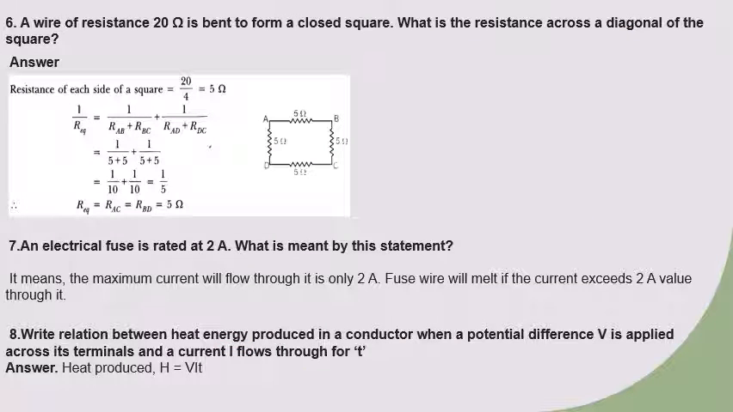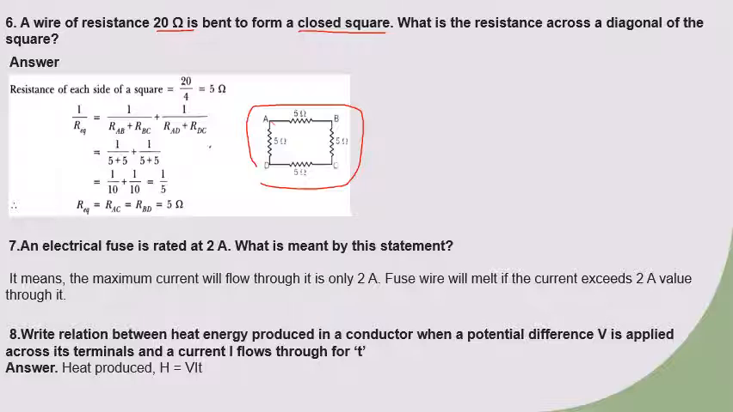Let's come to the next question. A wire of resistance 20 ohm is bent to form a closed square. So we have bent a wire into a closed square which has a 20 ohm resistance. What is the resistance across a diagonal of the square? So here you can see in the picture, the wire is arranged in a square, right? We have to find out the resistance across the diagonal.